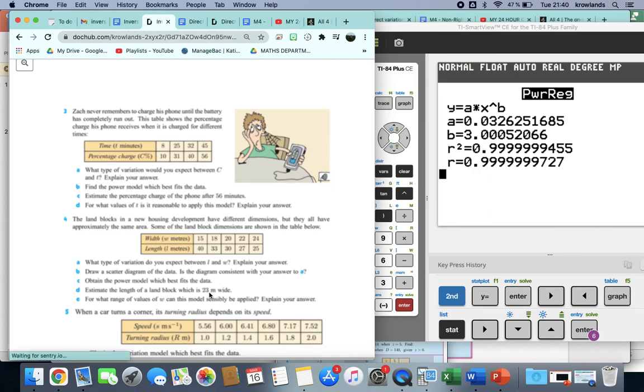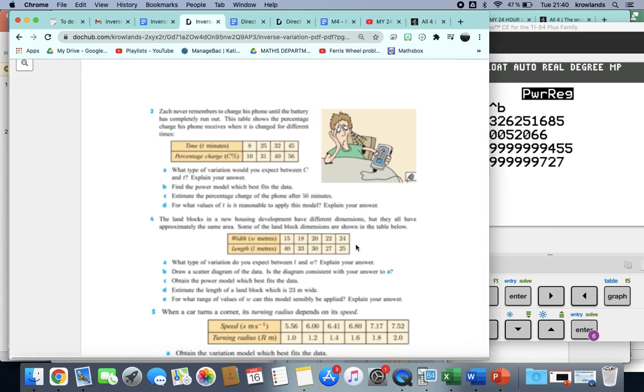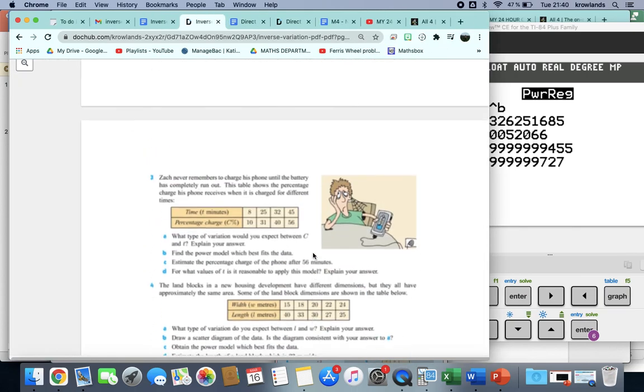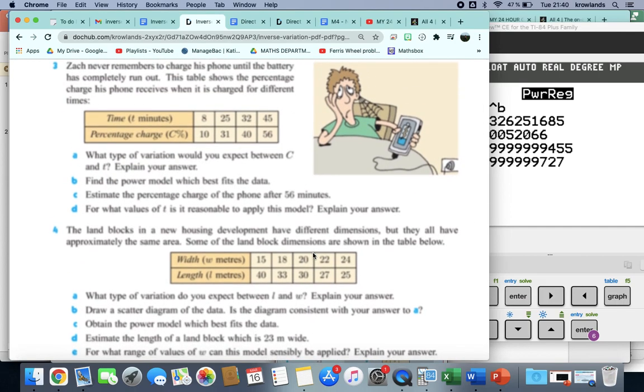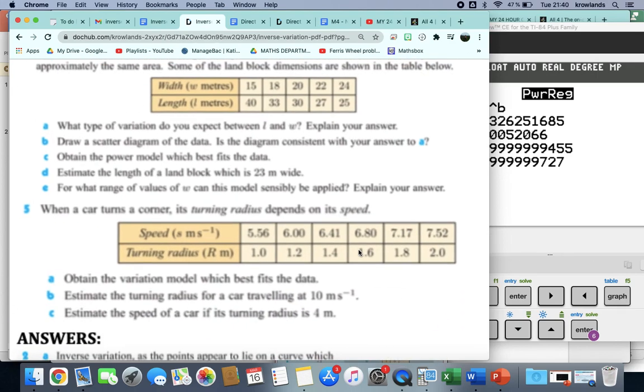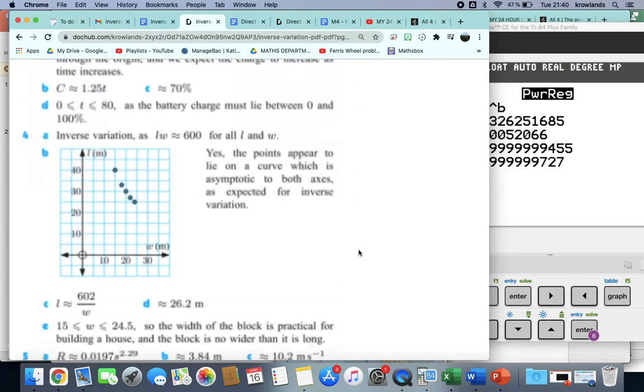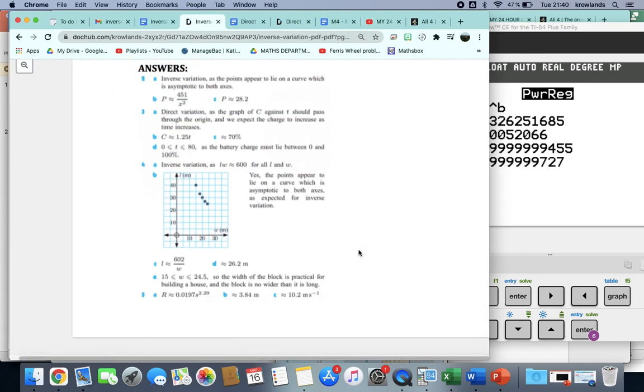I am going to give you some questions on this. These will be also on the document I have shared with you. Here's questions 3 and 4. And below, here is question 5. Here are your answers.